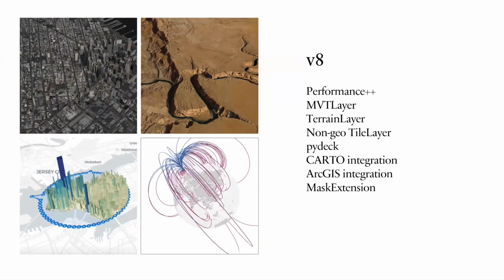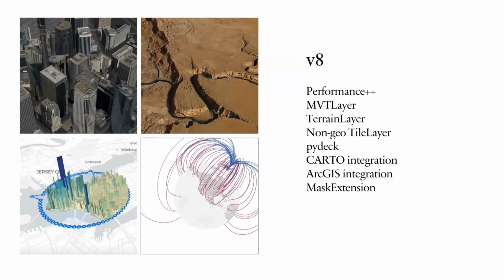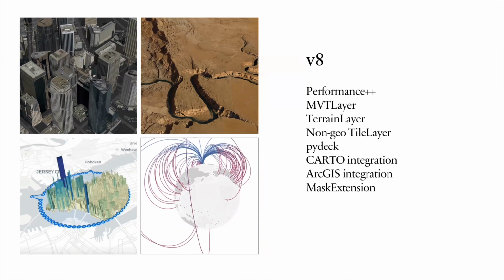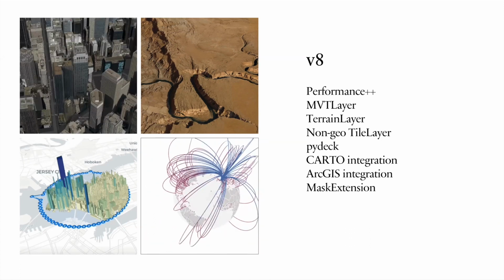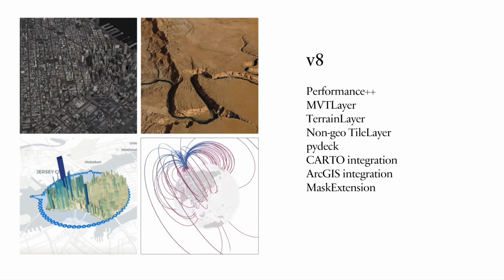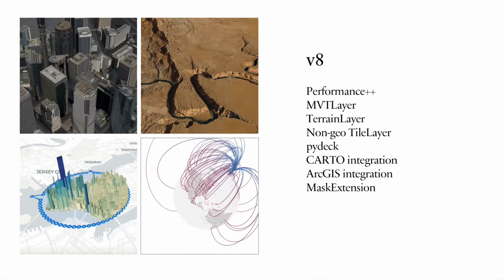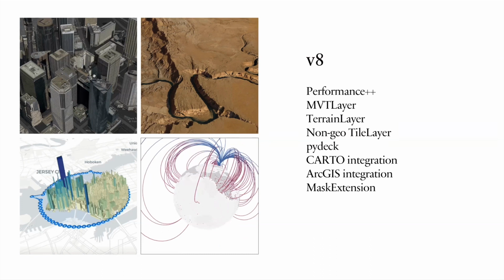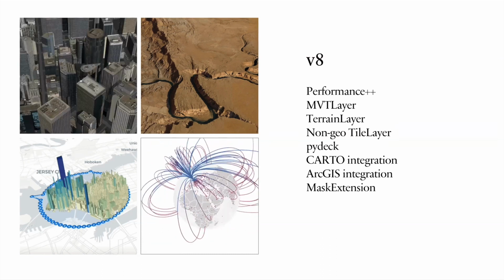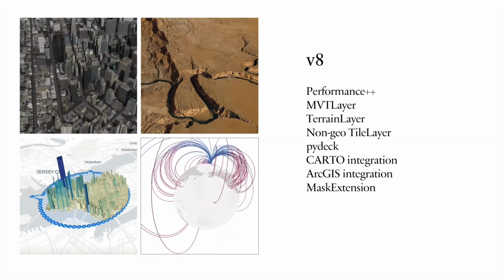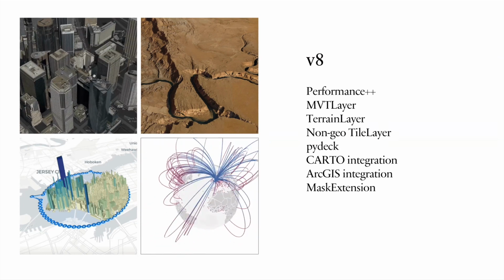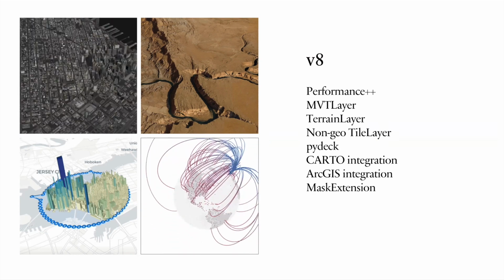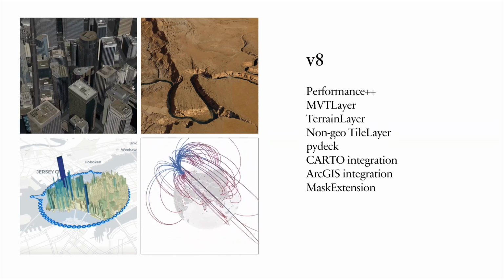V8 is where we currently are. We did a big push on performance improvements, so we dropped a lot of legacy code that was dragging us down. We introduced MVT layer that supports the Mapbox vector tiles format. That has been a big thing. We also started experimenting with non-web mercator projections such as globe mode and other nice features, including the GPU-based masking feature that allows you to only show data that's within a geofence. If you haven't played with it, it's pretty cool.